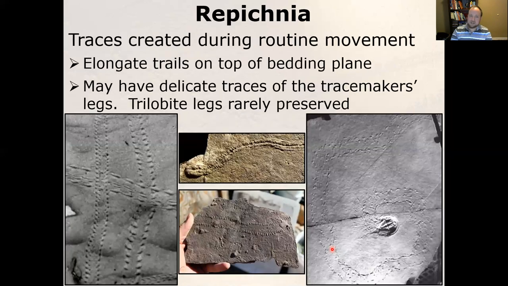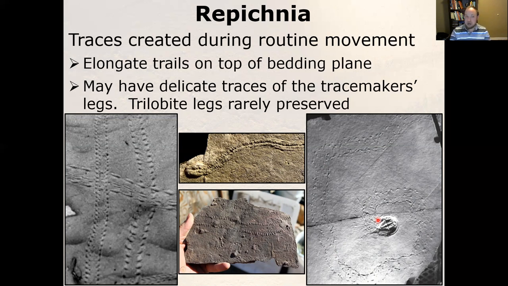The next one is repichnia. These are traces that are created during routine movement. So not actively feeding, but just locomotion. They're going somewhere. And these can be recognized because they're elongate trails. They're generally somewhat linear, although some of them are a little bit more curvilinear than others. This guy didn't really know where he was going. But they're elongate trails on the top of bedding planes.